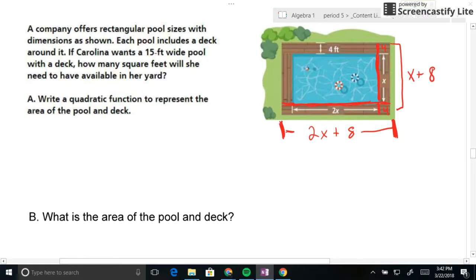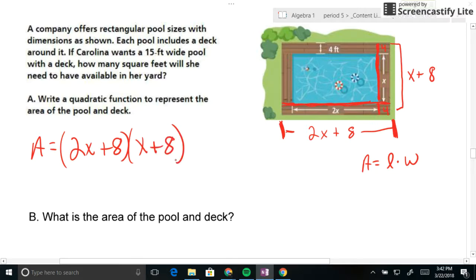So we want to write a quadratic function that represents the area of the pool and the deck. So you just do the area of a rectangle, which is length times width, and that's going to give you 2x plus 8 times x plus 8. So that's your quadratic function.